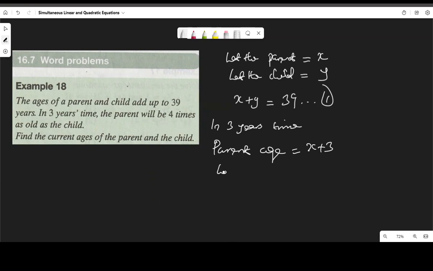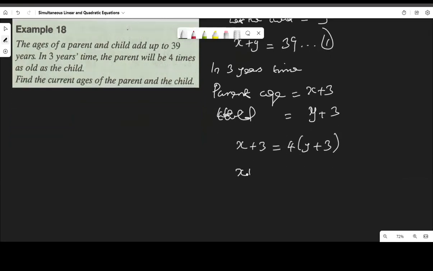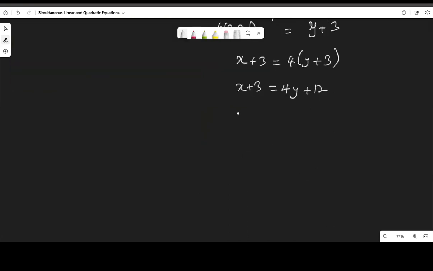Why, the child age will be Y plus 3 also. But the question says in 3 years' time, the parent will be 4 times as old as the child. In other words, X plus 3 is equal to 4 times Y plus 3. So X plus 3 equal to 4y plus 12. X minus 4y equal to 12 minus 3, which is 9. Let's call this equation 2.